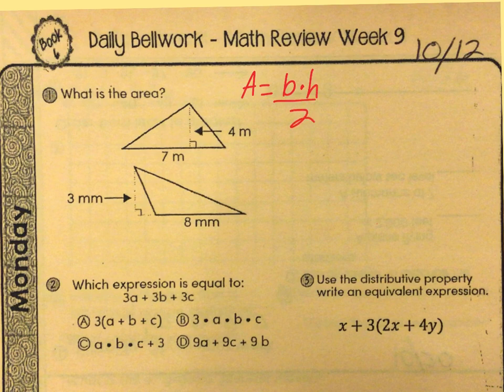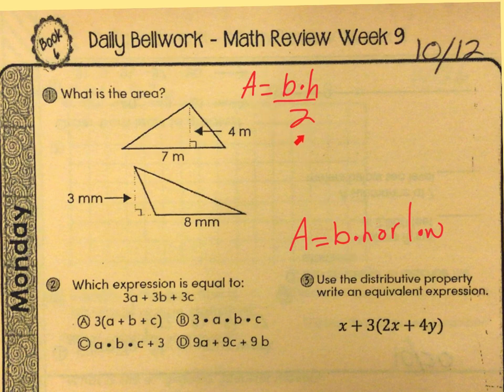Now, let me explain something to you. This formula that we introduced to you yesterday when we talked about rectangles, area equals base times height or length times width, that was how we found a rectangle. So how does this formula right here differ from this formula? We added something to it. We added divided by 2.